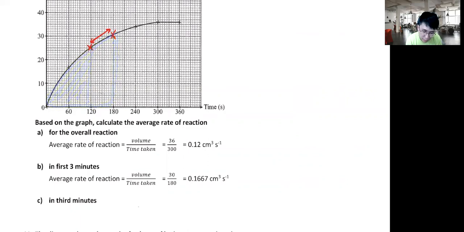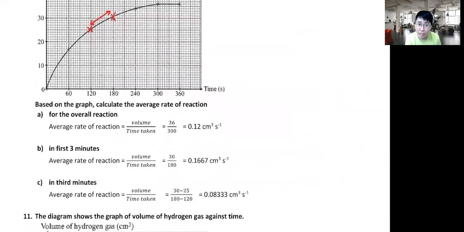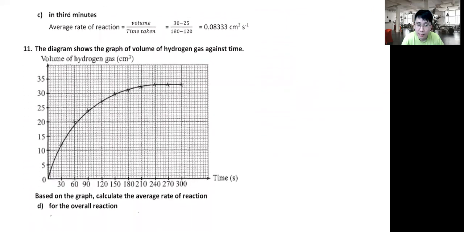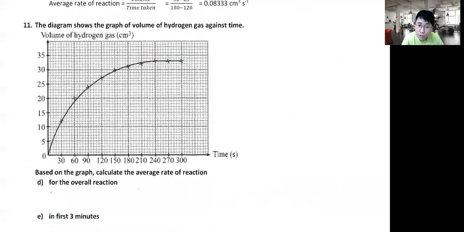So how do I do that? Take this, volume 30 minus 25. That's the value for second minute. So 30 minus 25, then 180 minus 120. And there you go, in the third minute, means excluding first and second minute. Slowly going down, you have your average rate of reaction.